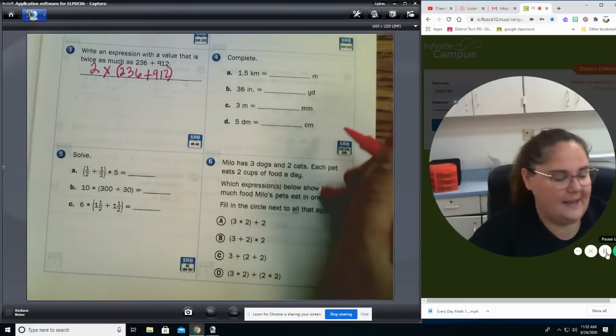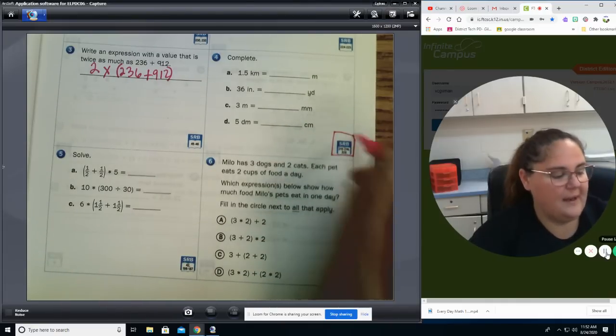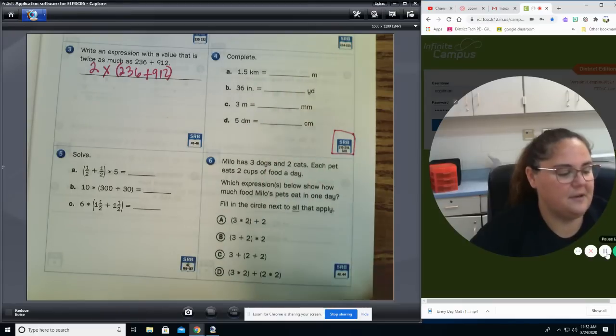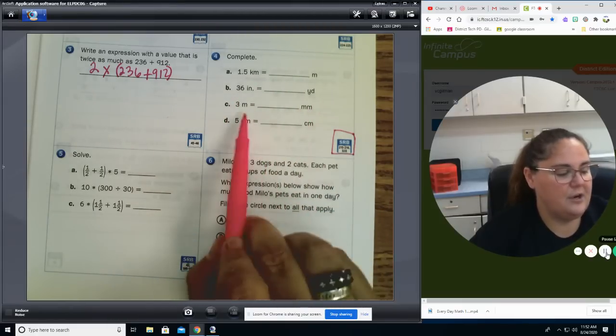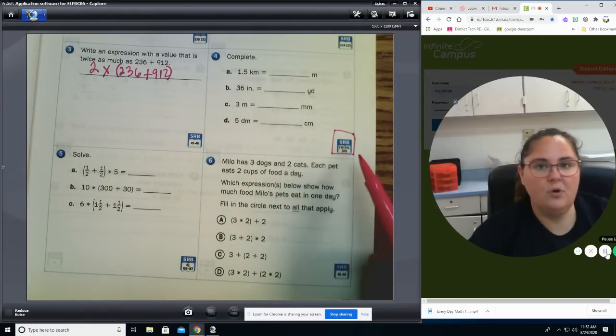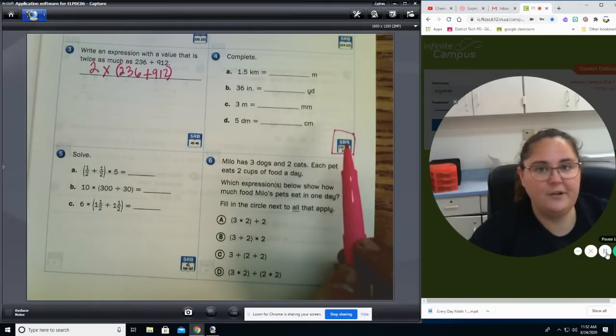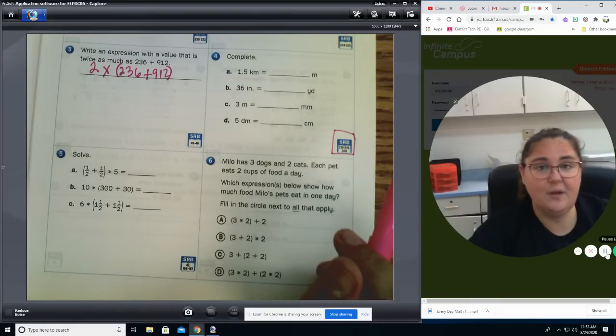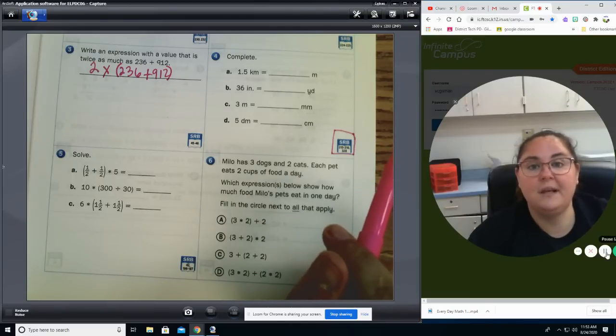Number 4, again, go back to that SRB. If you cannot remember how many kilometers or meters, how many inches in a yard, use those pages to help you. So go to the Everyday Math website. Click on your student reference book and look at those pages if you have questions. Also, we will be reviewing these in question and answer sessions. I do every single time we have a question answer session. So if you don't understand, come to one of the question and answer Zooms.